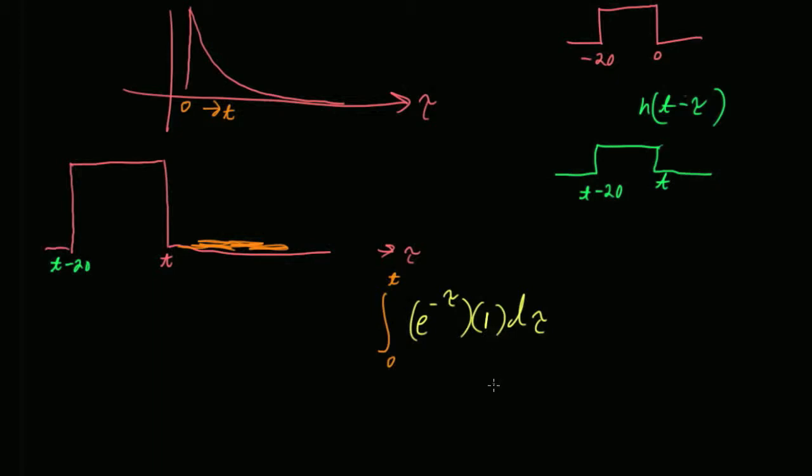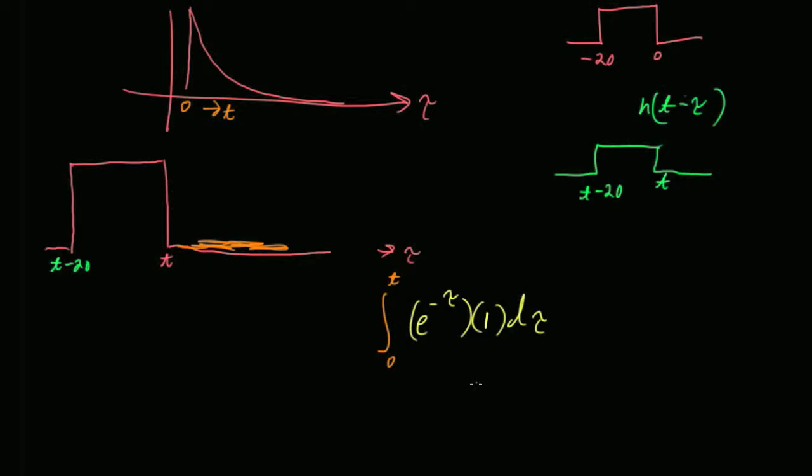Is that going to apply for all values of t? No. What values of t will this integral apply for? Let's say t equals 1. Will that integral work? Yeah. If this is 1 and this is negative 19, I'd be integrating from 0 to 1. Oh, I'm sorry, the lower bound of integration of 0 does matter.